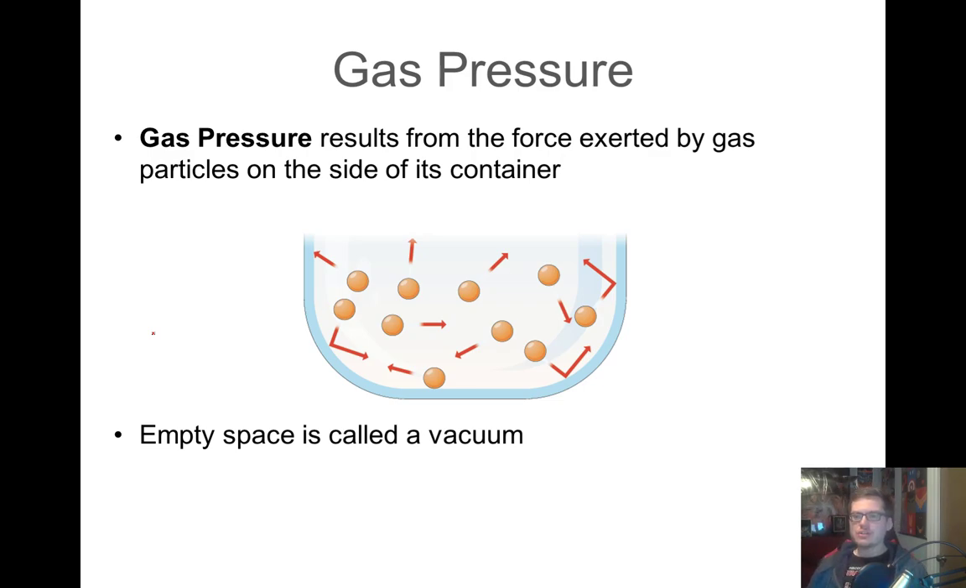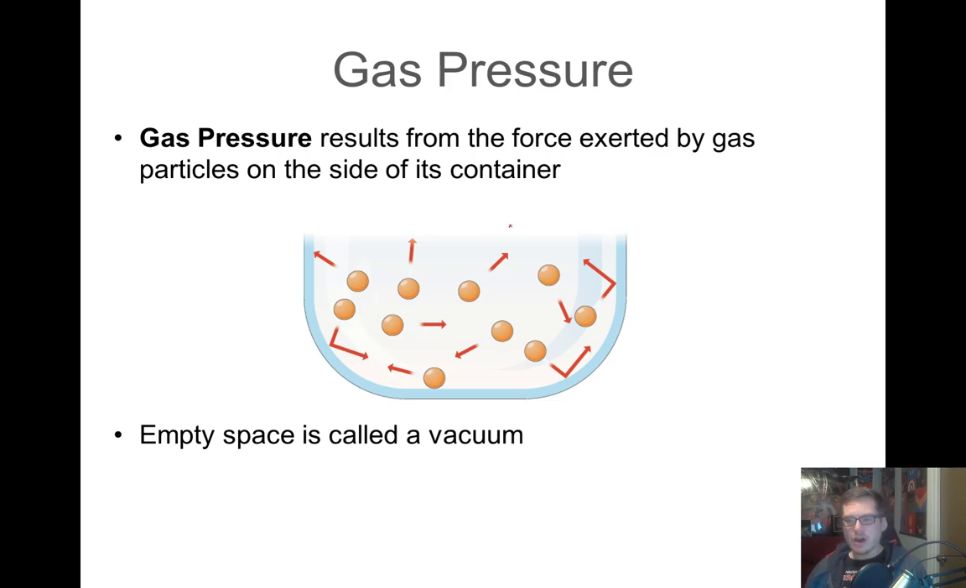Alright, gas pressure. Whenever we talk about gases, I always want you to start thinking about kinetic molecular theory. Think about those molecules bouncing around, bouncing off each other. They go everywhere, zigzag, everywhere. So gas pressure, you've probably heard this term before.